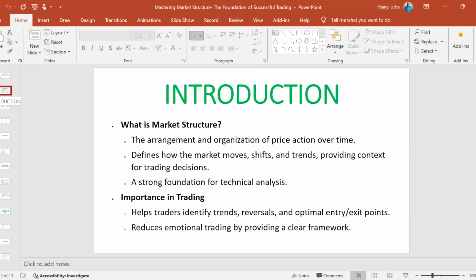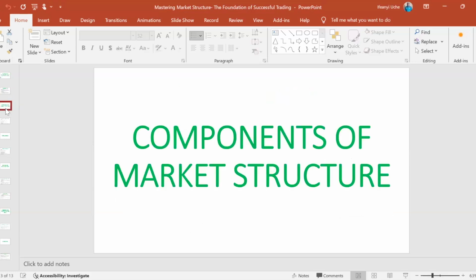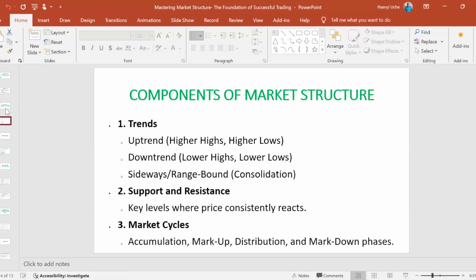Okay, so let's get down to the components of market structure. There are three main components of market structure. You talk about the trends, you talk about support and resistance, and then you talk about market cycles. These are the three main components that form market structure. So pick them one after the other. In this slide, we'll just mention them, and as we go deeper, we'll begin to explain them one by one.